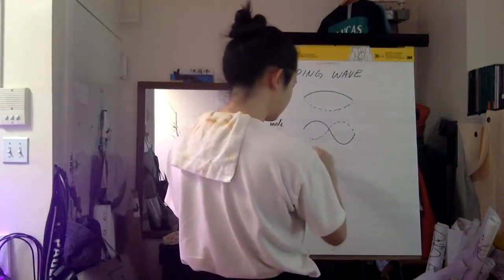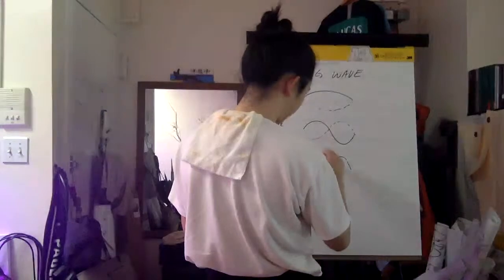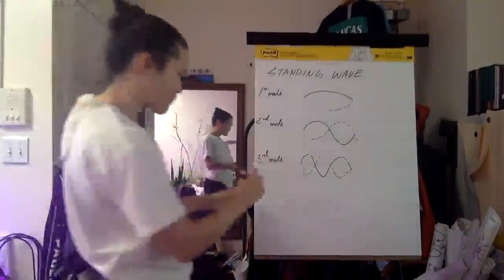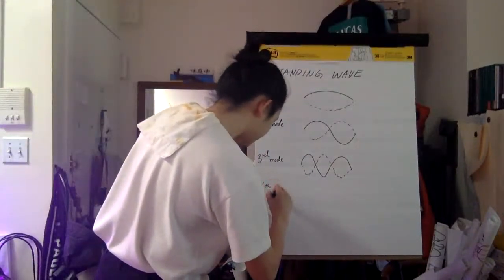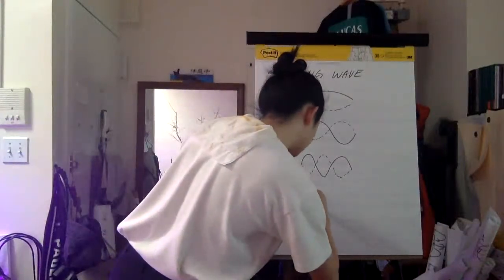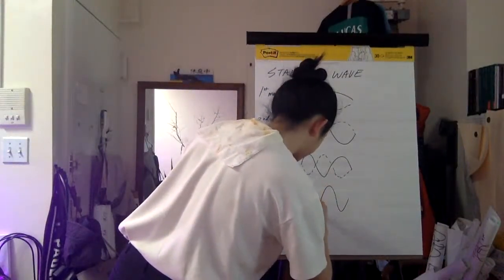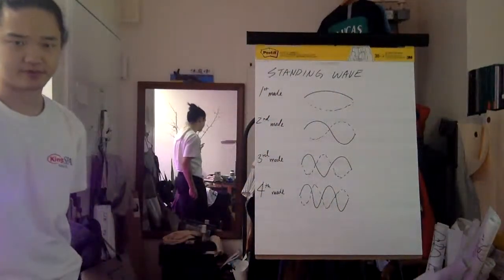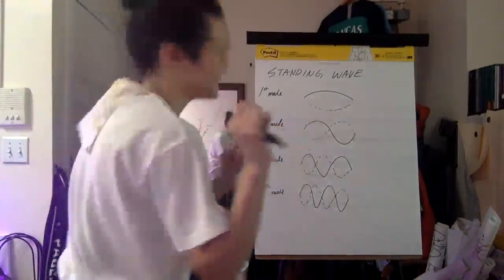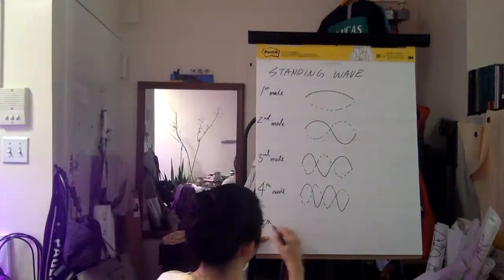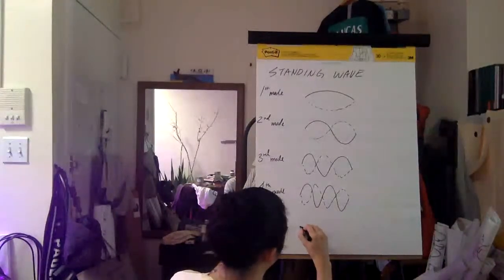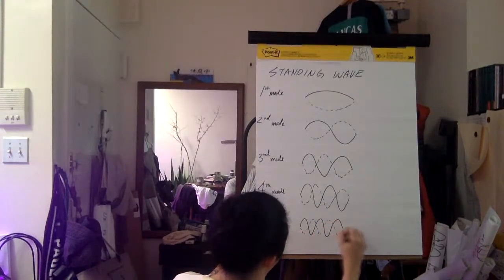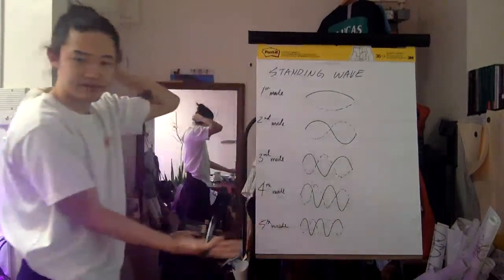The third mode looks like this. Right, it'll oscillate between those two positions. The fourth mode looks like this. Right, and I'm not even going to draw the fifth mode. But you can kind of, fine, I'll draw it. I'll draw it just for you guys, okay? Right, that's what the fifth mode looks like.